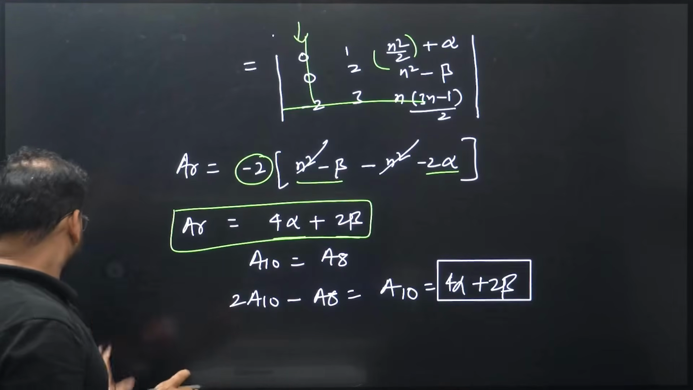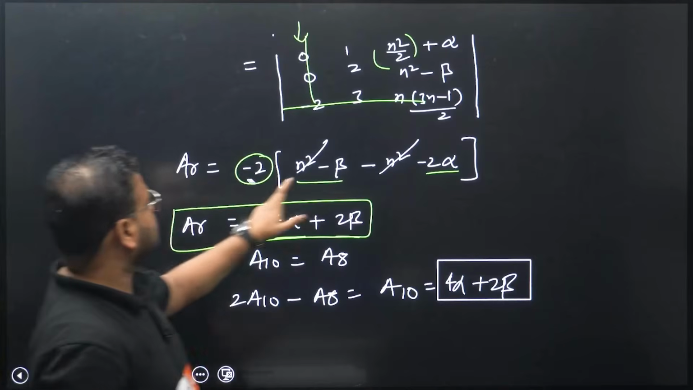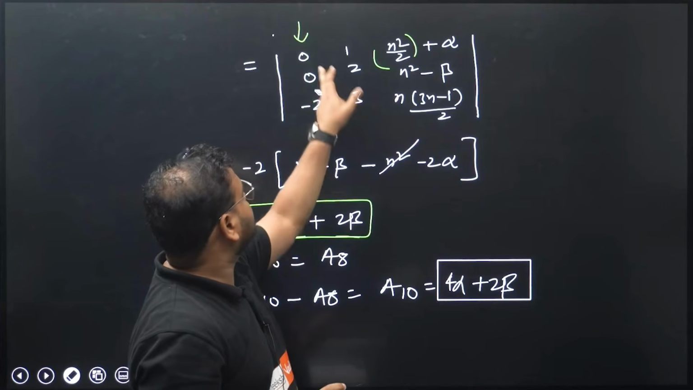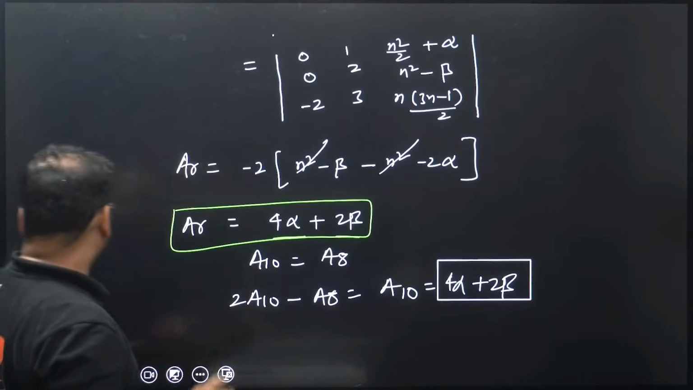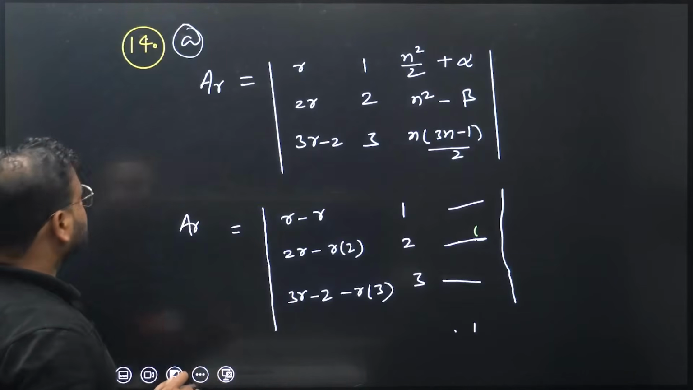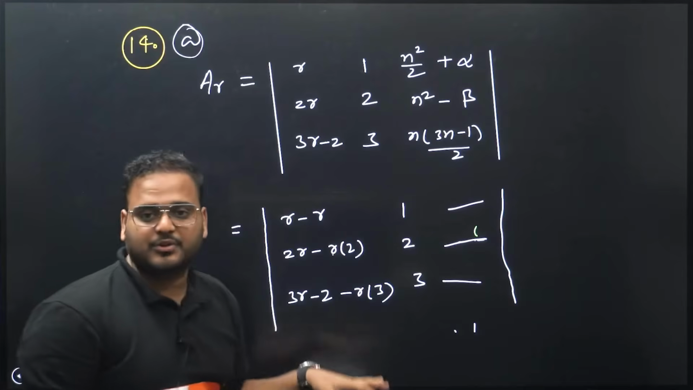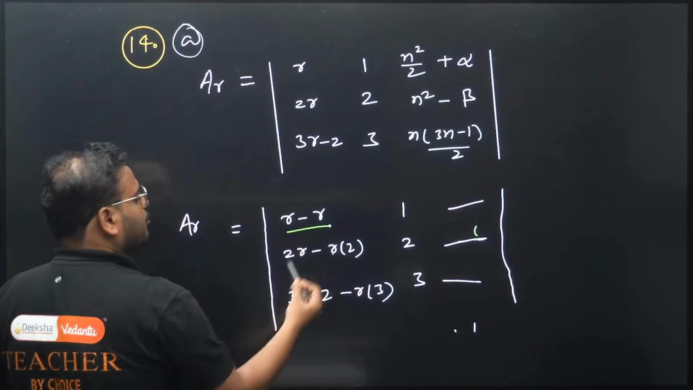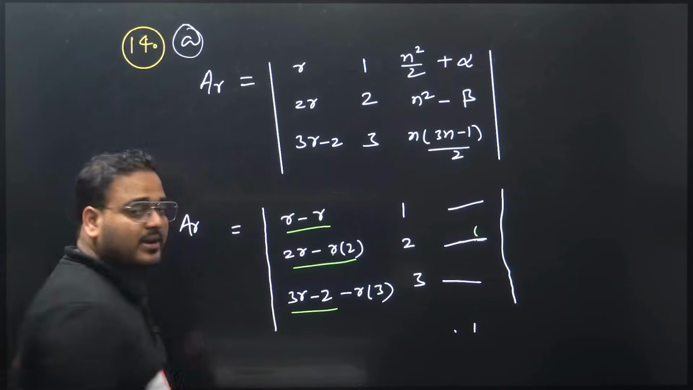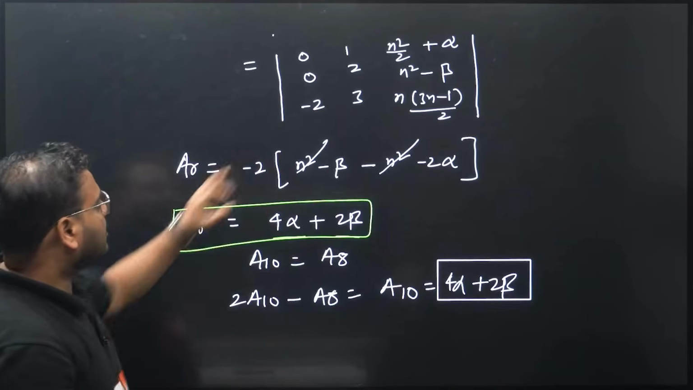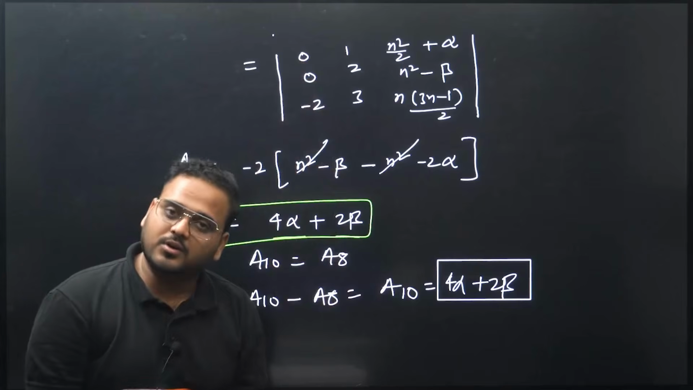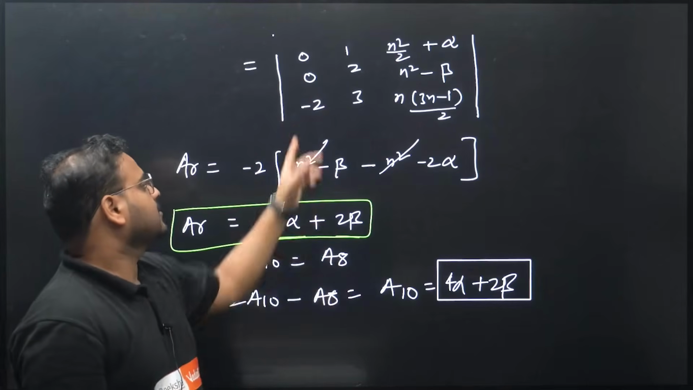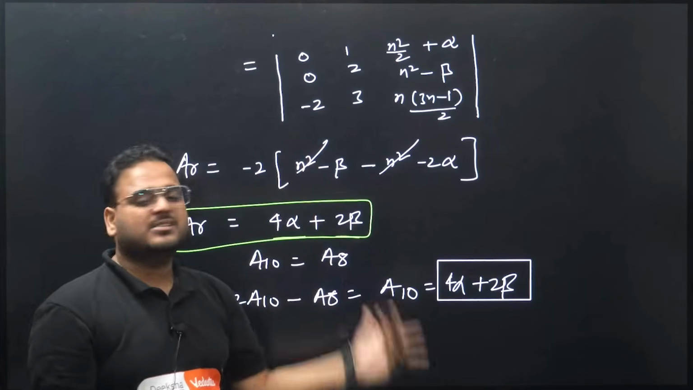No? Have a look. One second, let me erase this, just to make sure I explain it to you with these marks. Okay, have a look. So basically, after making the column transformation, R minus R, 2R minus R into 2, 3R minus 2 minus 3 into R, we got this as our 3 cross 3 matrix. We are finding the determinant across the first column actually. So we get the result as 4 alpha plus 2 beta.